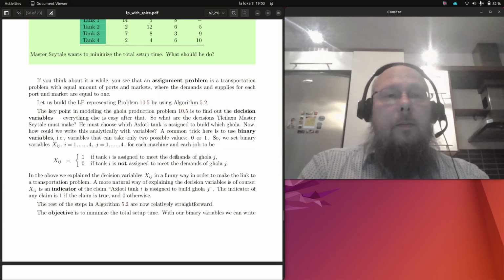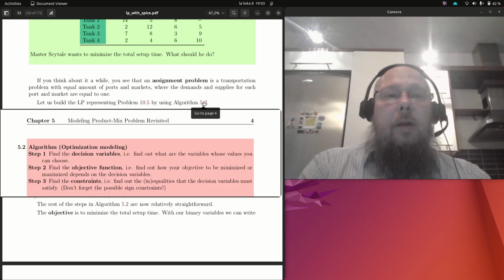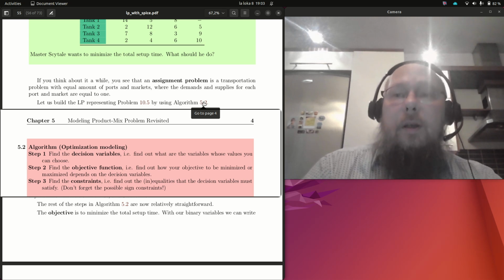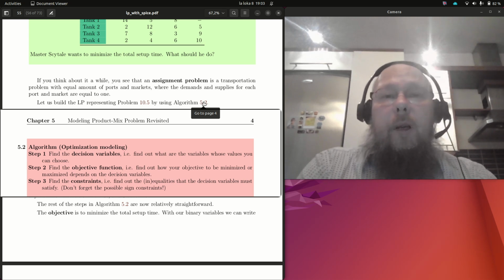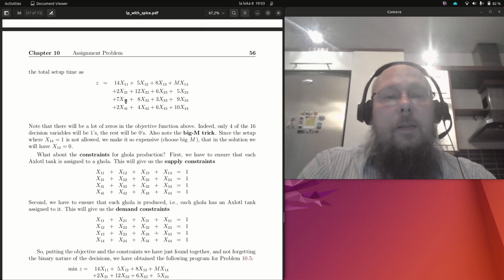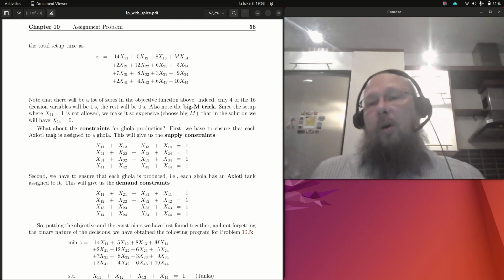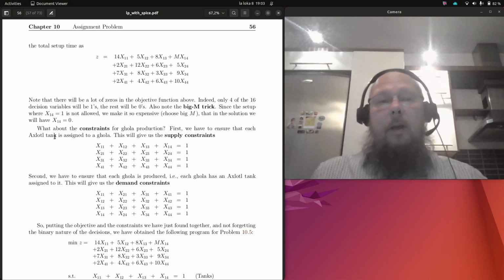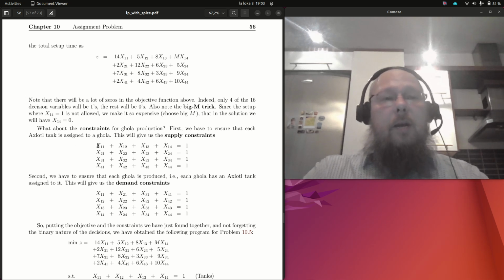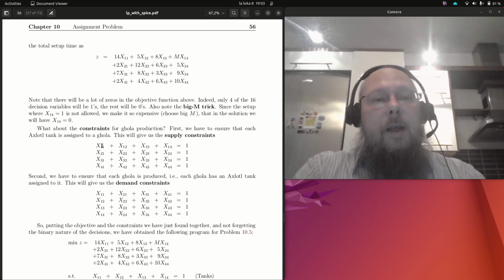Then we have algorithm 5.2, step 3, the constraints. We have two types of constraints. First, the supply side. Supply side means that each axolotl tank is assigned to a Gola. Each axolotl tank does something, so we have ones here. The first row says tank 1 is assigned to Gola 1 or 2 or 3 or 4. In the end, this means that one of these is 1 and the others are zeros. And the same for tank 2, tank 3 and tank 4.